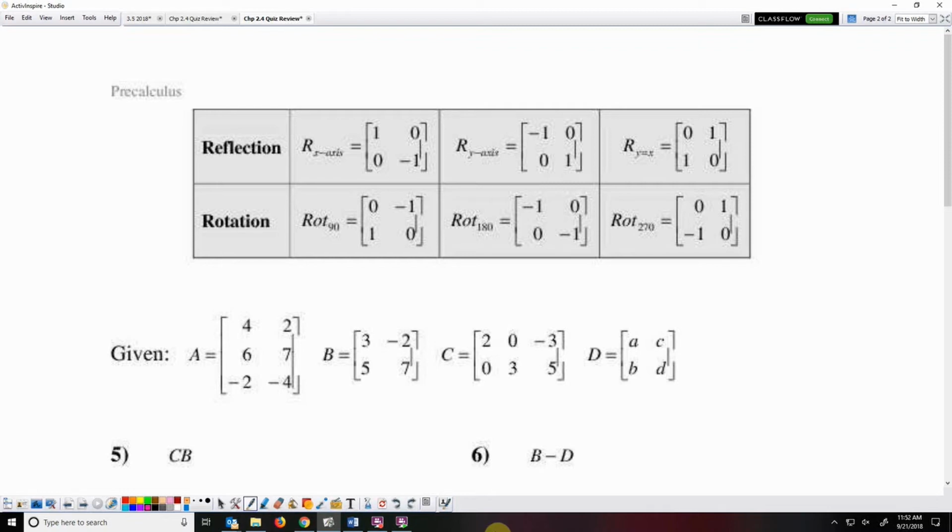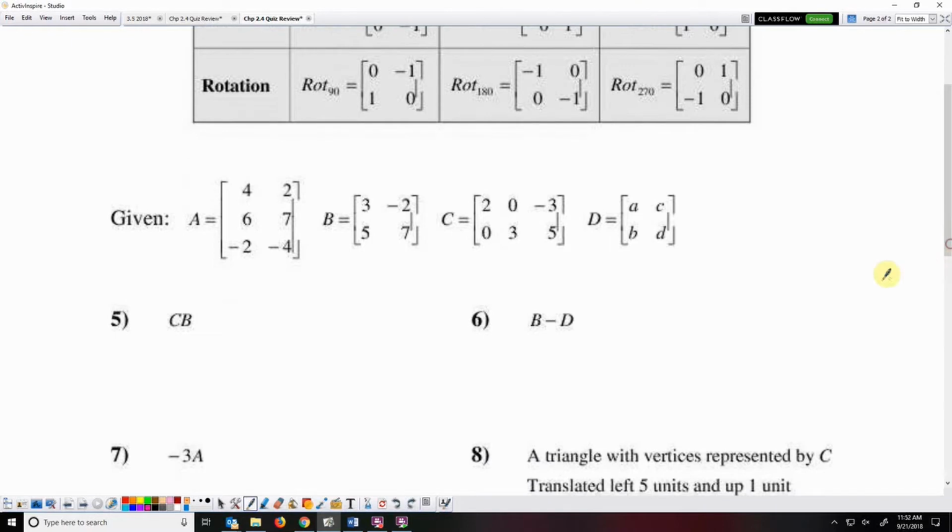With some review of matrices. For number 5 here, we're going to multiply matrix C times matrix B. Before we do this, let's make sure it's going to be possible. Matrix C has 2 rows and 3 columns, so it is 2 by 3. Matrix B has 2 rows and 2 columns, so it is 2 by 2. Notice that those inner dimensions do not match. This is not possible.